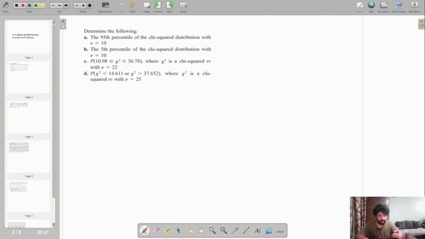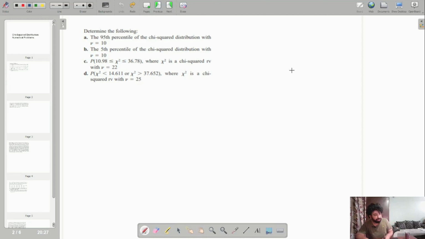The first problem I have here is about finding out the 95th percentile of the chi-square distribution where degree of freedom is 10. So for solving this type of problems, we need chi-square table. We will go through the table and check what exactly is the value of chi-square given that the area to the left of the value is 0.95.